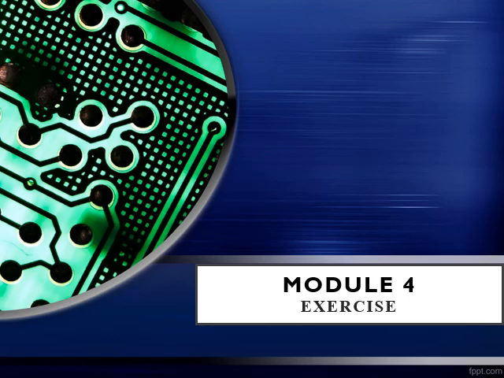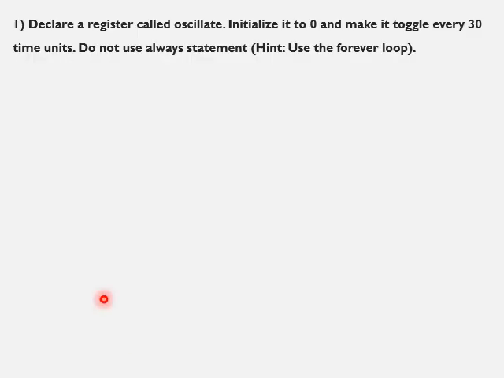In this video lecture, we look into a few exercise problems of Module 4, that is Behavioral Modeling. First question: declare a register called oscillate, initialize it to 0 and make it toggle every 30 time units. Do not use always statement. A hint is also given, use the forever loop.